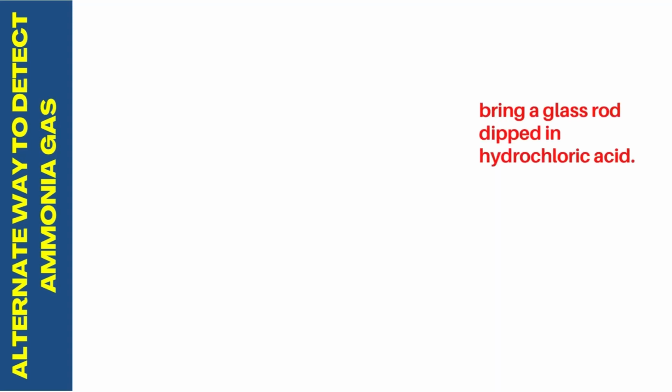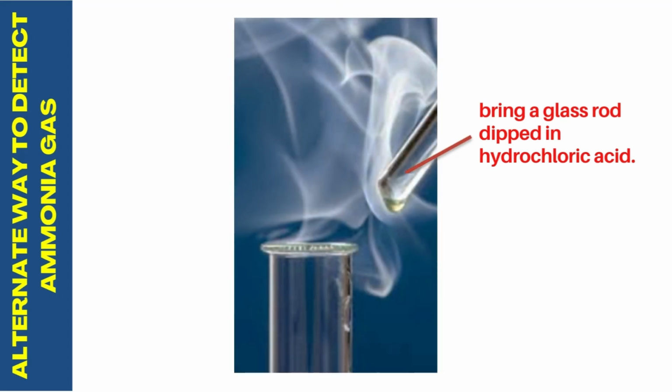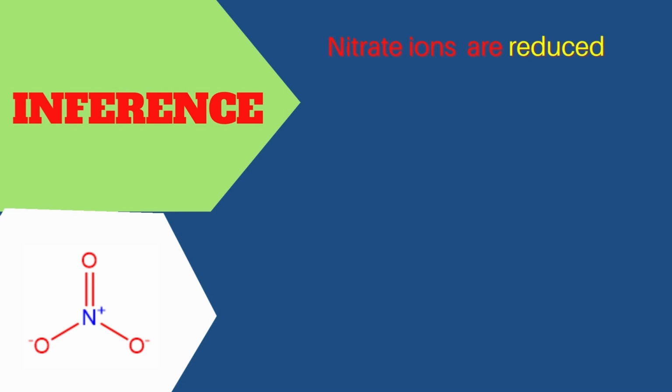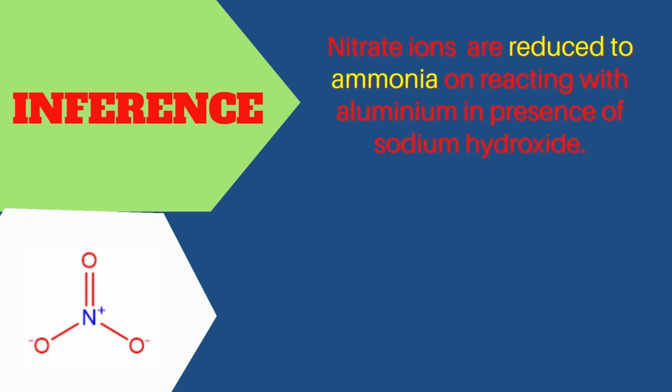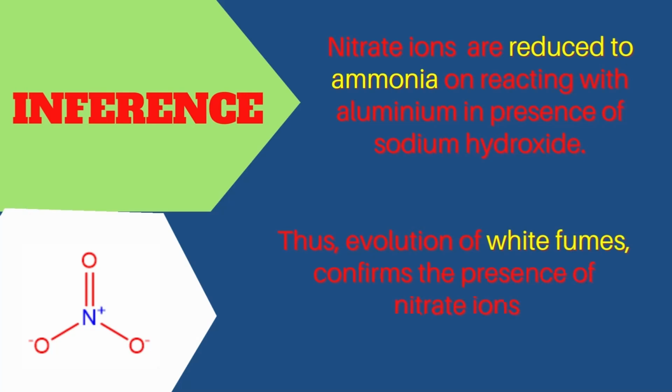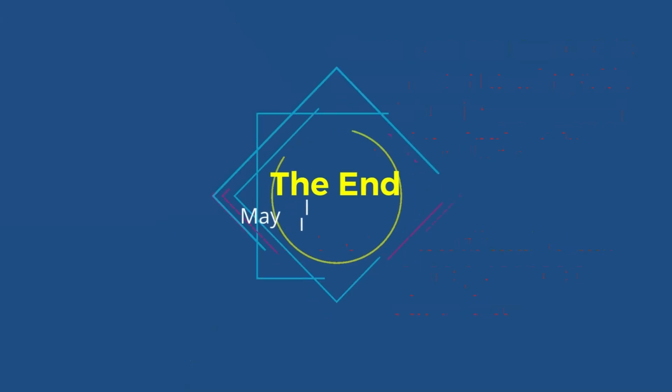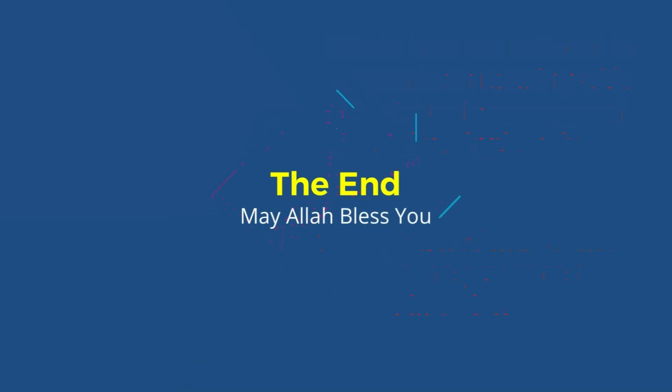Bring a glass rod dipped in hydrochloric acid. As a result, white fumes evolve. Inference: nitrate ions are reduced to ammonia on reacting with aluminium in presence of sodium hydroxide. Thus, evolution of white fumes confirms the presence of nitrate ions. So, in this video we have covered the detection of all anions which are included in the GCE O-Level syllabus.